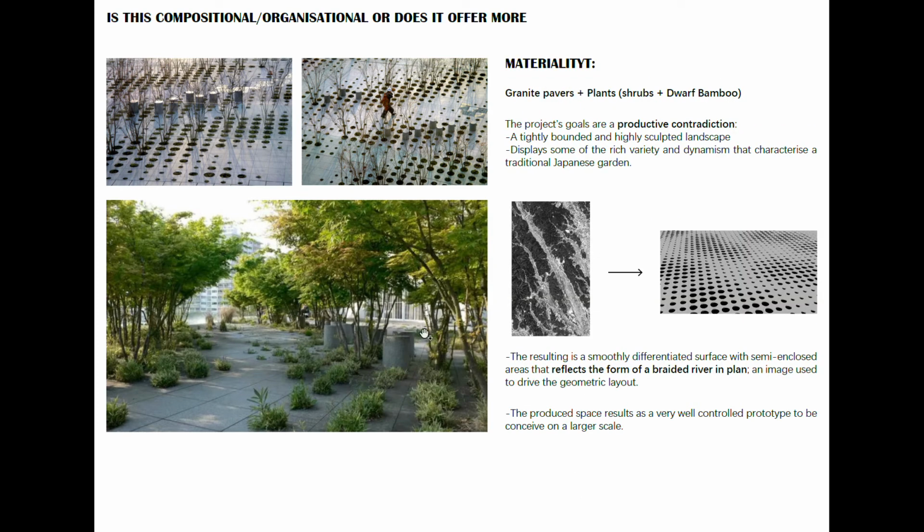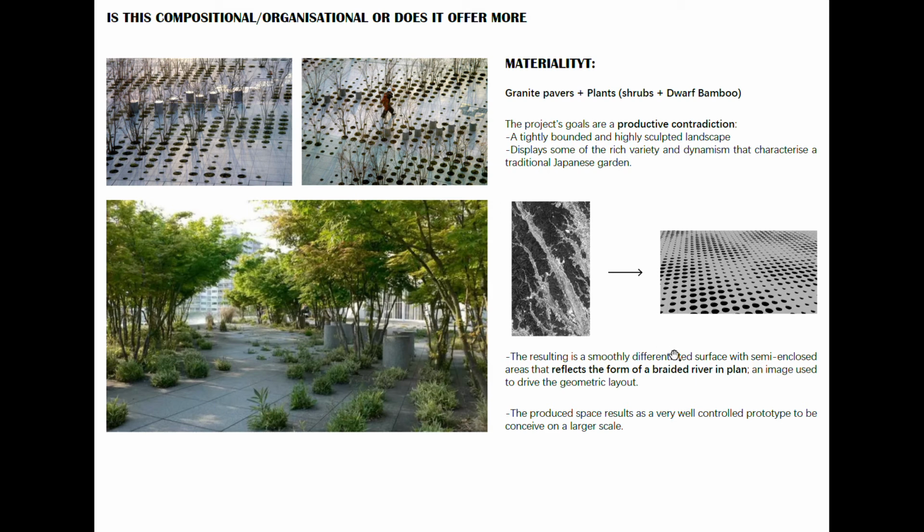Overall, the project is a productive contradiction. It is a tightly bonded and highly scoped landscape with granite pavers and plants, especially shrubs and dwarf bamboo, that at the same time displays some of the rich variety and dynamism that characterize a traditional Japanese garden.